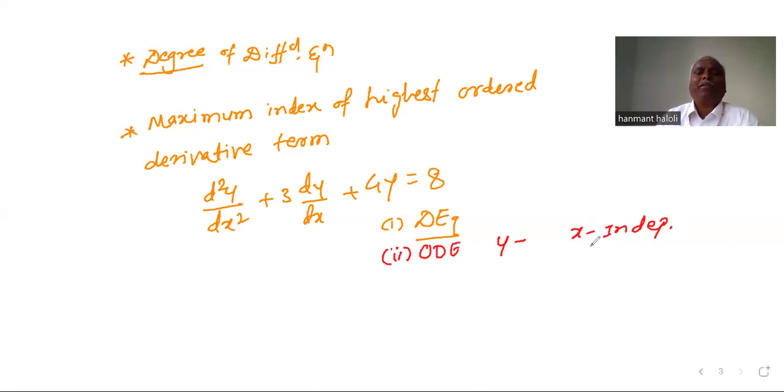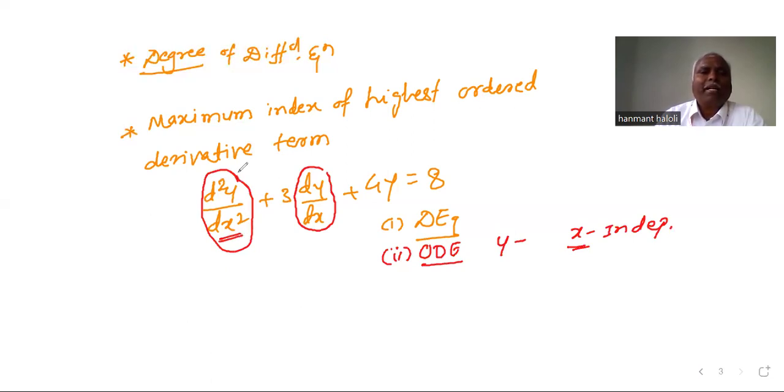X is only one independent variable. That's why here we call it an ordinary differential equation. Now among these terms, here one term is differentiated, dy by dx. Here two terms are differentiated. The highest order means this term. This highest ordered power, that is the index, the power, is called the degree. Now for this equation, degree is 1.